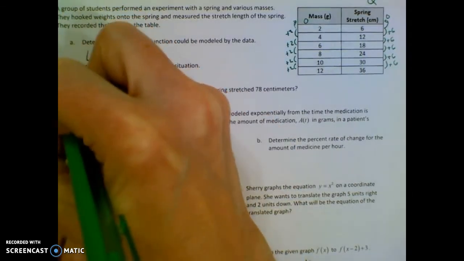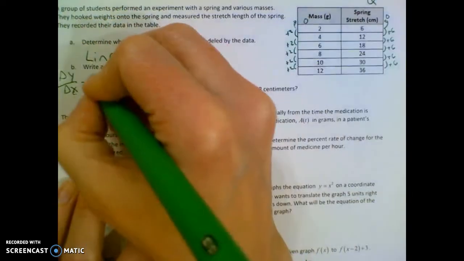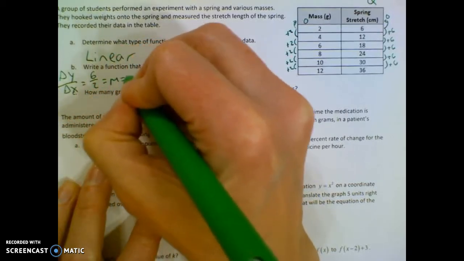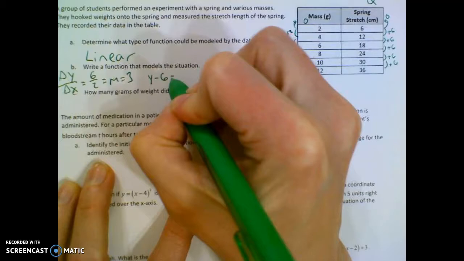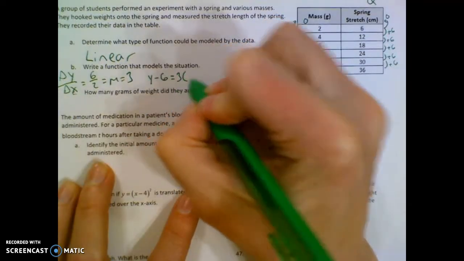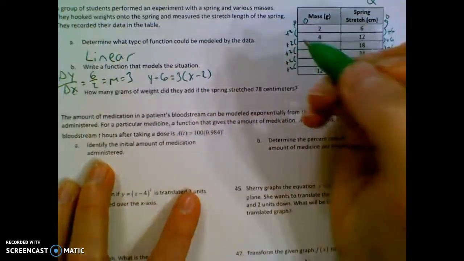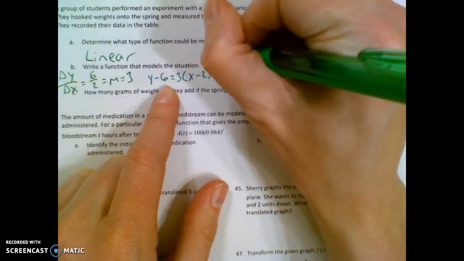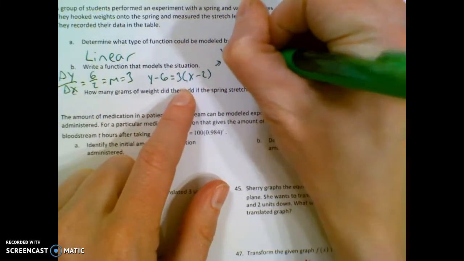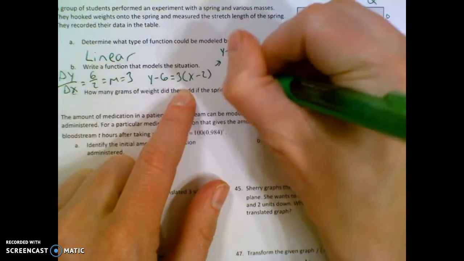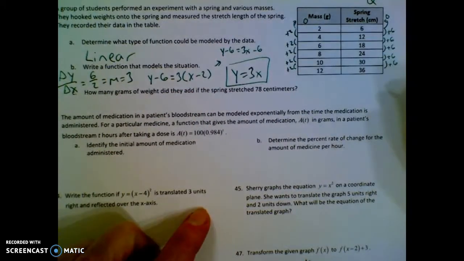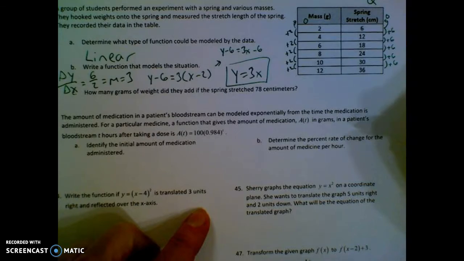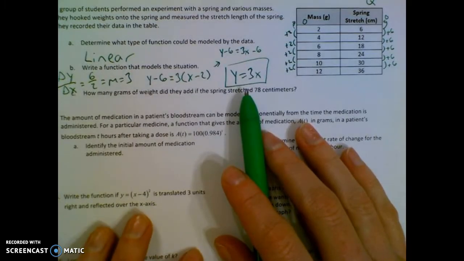So change in y over change in x. So 6 divided by 2. So my slope equals 3. If you wanted to, you could go straight through that y minus y1 equals slope times x minus x1. So I'm going to get y minus 6 equals 3x minus 6. Add the 6 over, you get y equals 3x, which you could have known either way by going up and projecting those zeros, also knowing that adding no weight makes the spring stretch 0. But anyway, y equals 3x is that graph.